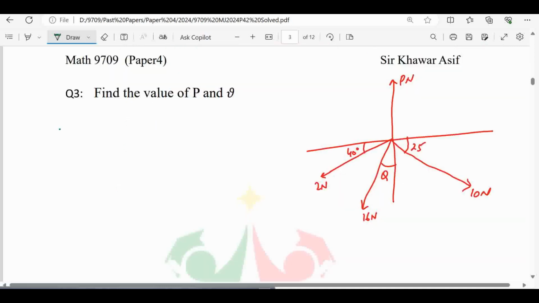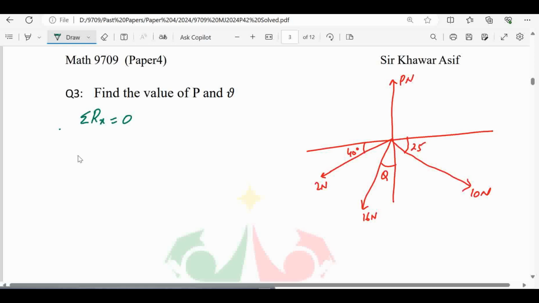This one is question number 3. The diagram is given to us. Find the value p and theta. We know that the system is in equilibrium, so the horizontal component should be equal to 0. So summation of Rx should be equal to 0 here.